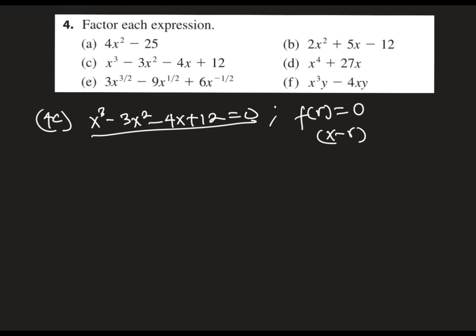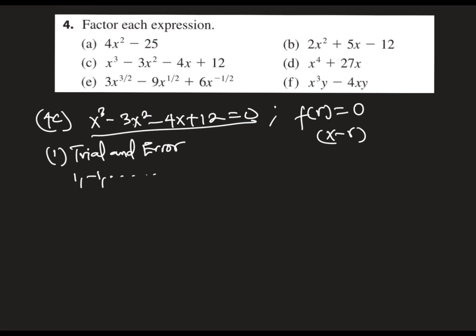Okay, so now, we call this method 1, trial and error. You can start from 1, -1, 2, -2, like that. If I try 1, obviously it's not going to work, right? Because we have 1, 3, 4. So 1, 3, 4, that is 8. So it's not going to be 0.